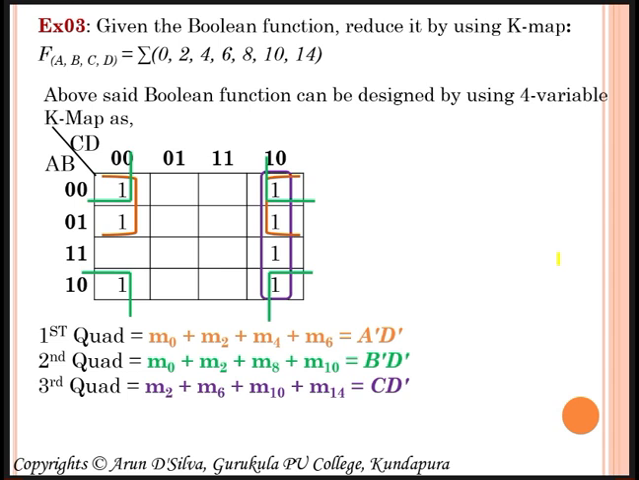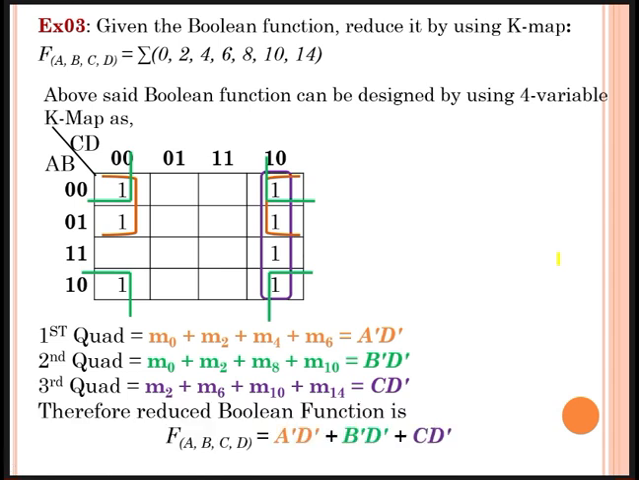Therefore we have to write the reduced Boolean function, that is f of abcd equal to the first term a dash d dash plus b dash d dash plus c d dash. This is the reduced Boolean function for the given Boolean function.